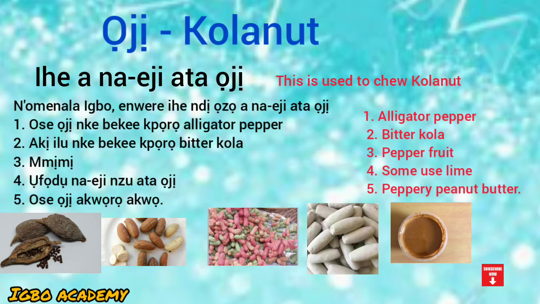So we have five things that you can eat the kolanut with, which are the alligator pepper, the bitter cola, the pepper fruit, that's mmeme, the lime, and peanut butter. These are things that we can use to eat kolanut.